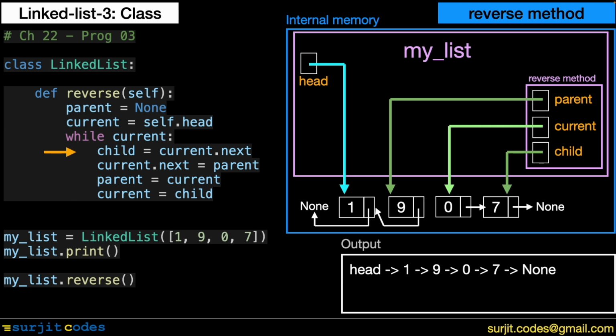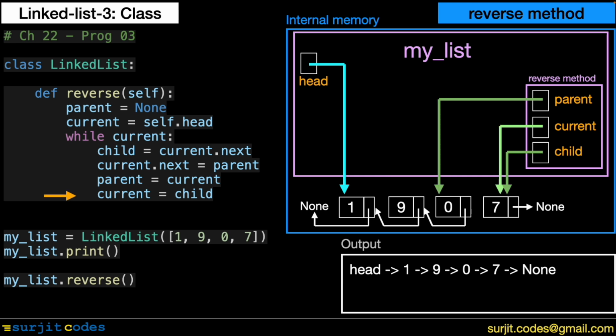In the next iteration, child node shifts by one more step. We then revise the next attribute of current node. Once again, parent moves to the current and current moves to the child node while the child node shifts in the beginning of the next iteration. Child now becomes none. After this, we change the next attribute of current node to point to its parent node. Next, both parent and current nodes shift. Now that current is none, we come out of the loop.